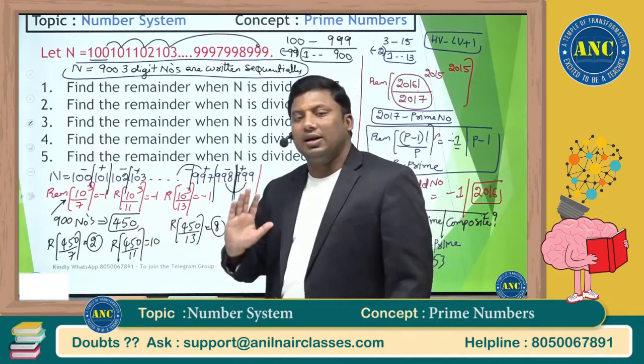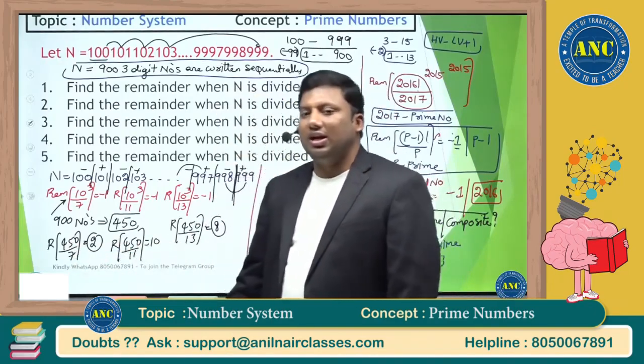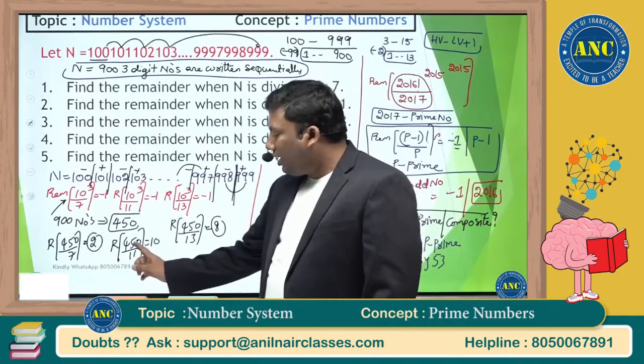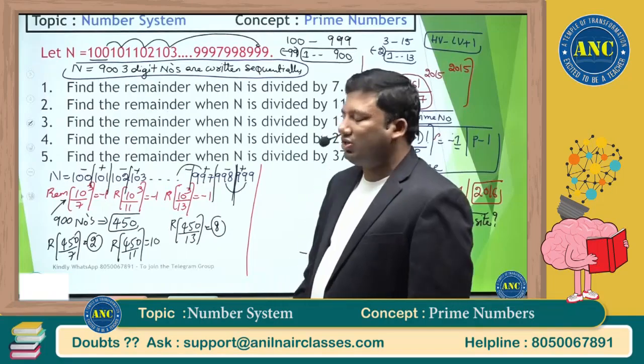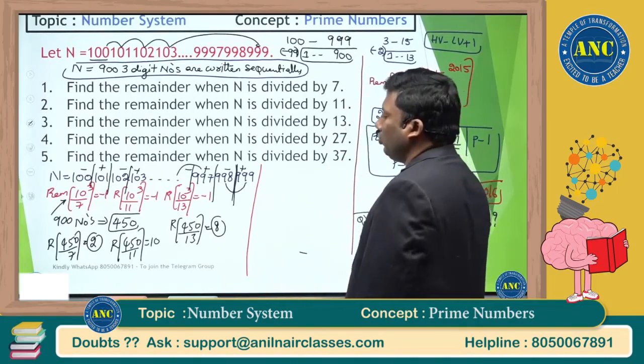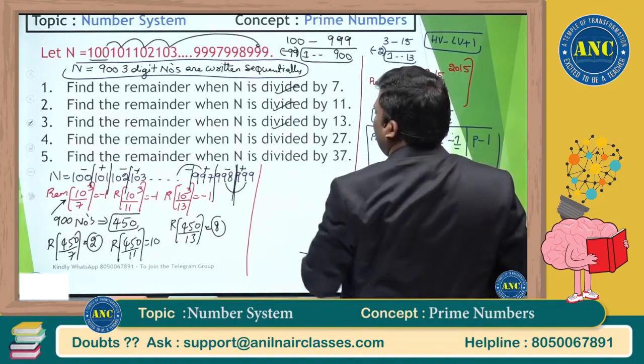Once you get the answer, 450 divided by 7: 7 6s are 42, 30; 7 4s are 28, remainder 2. 11 4s are 44, remainder 10. 13 3s are 39, 60; 13 4s are 52, remainder 8. First one, second one, third one. I hope it is clear.